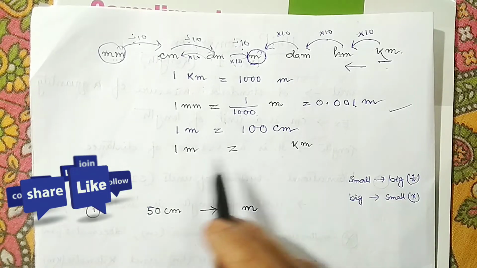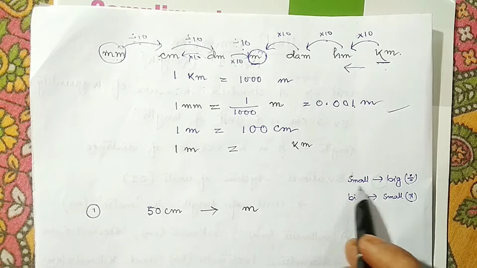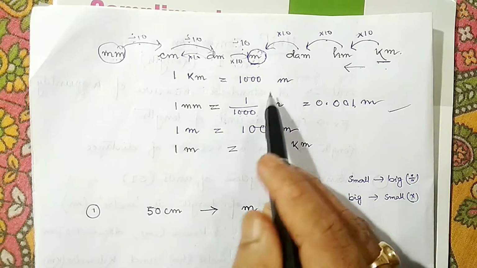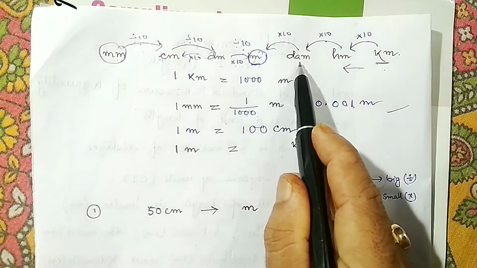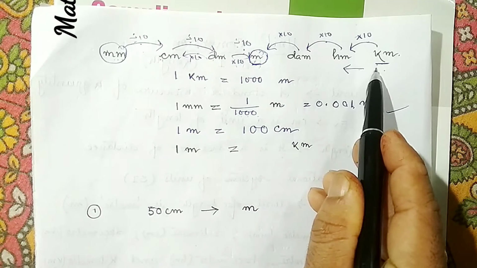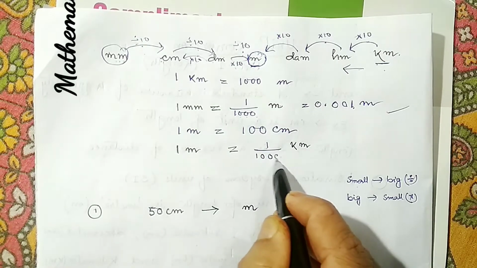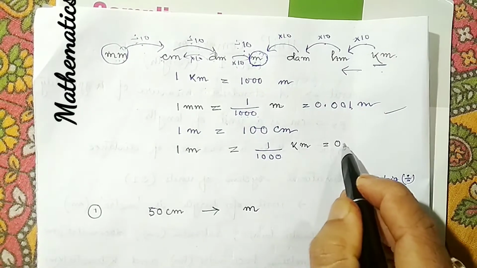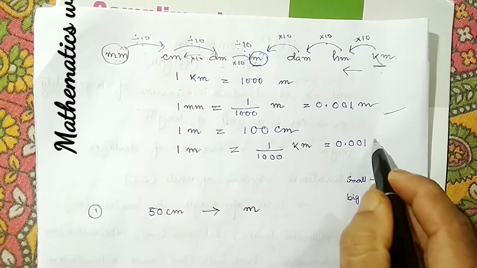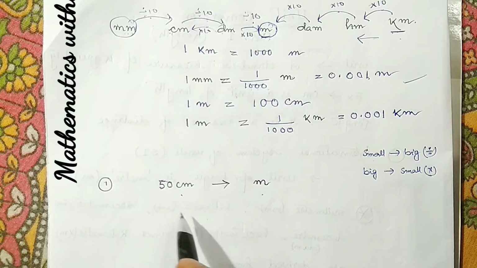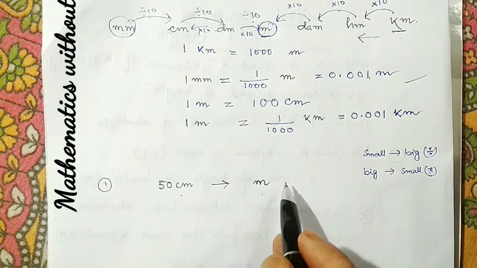And whenever you go from small to big, we have to divide. So just see how many places. 1, 2, 3. Since 3 places, you simply write 1, 2, 3. That is 0.001 kilometer.